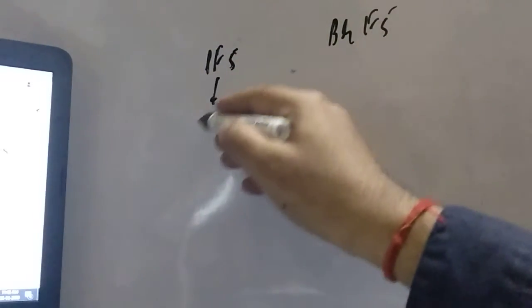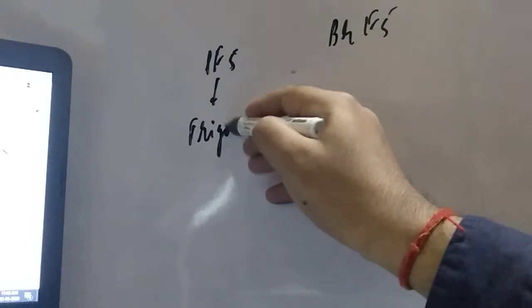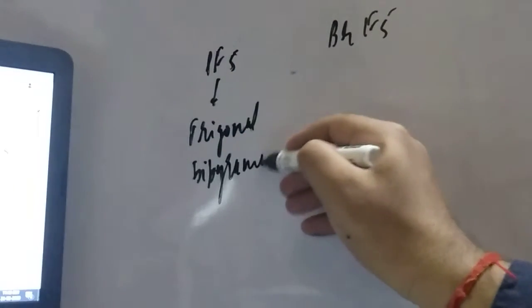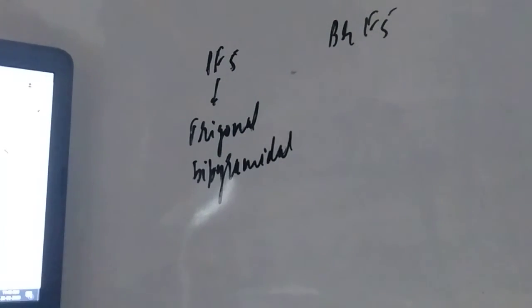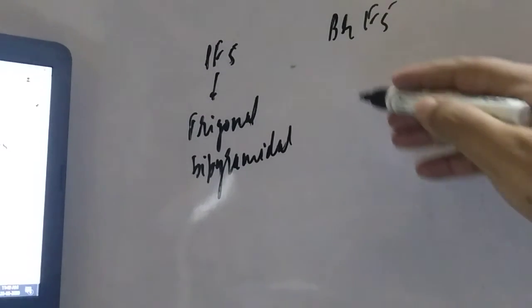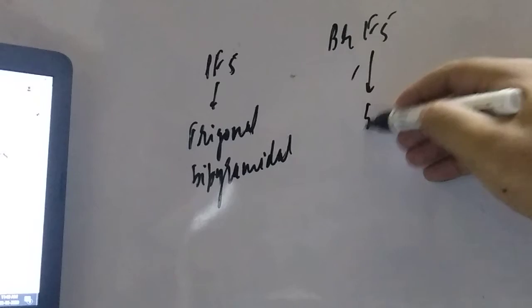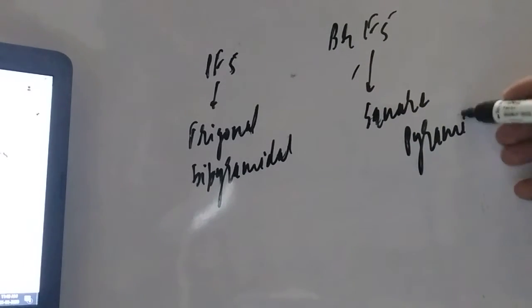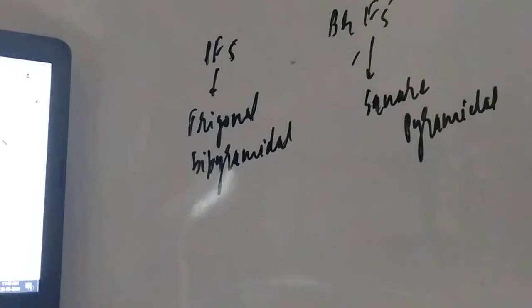PF5 is trigonal bipyramidal. And if you talk about BrF5, student, the shape is square pyramidal. Why square pyramidal, student? Because of the presence of one lone pair of electrons on the bromine.